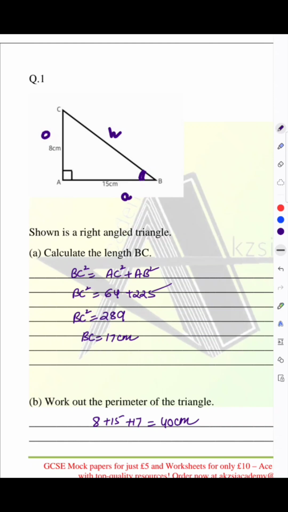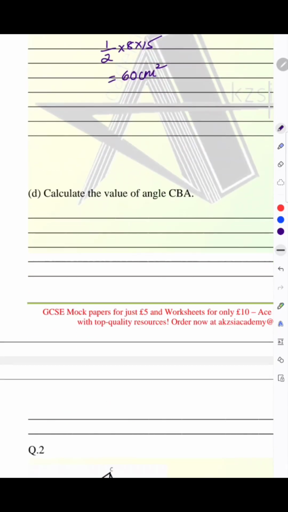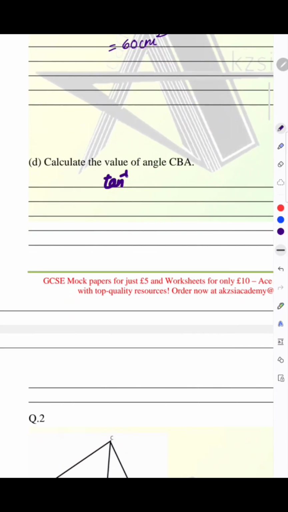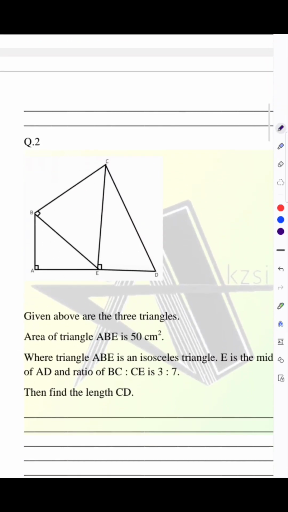It's basically tan. So we know tan theta is equal to opposite over adjacent. That means if we want to calculate theta, we have to take the inverse of opposite over adjacent. Opposite is 8 and adjacent is 15. So the answer would be tan inverse of 8 by 15, which is 28.07, that's the answer up to 2 decimal places. So this is basically completed. Moving on to the next question.